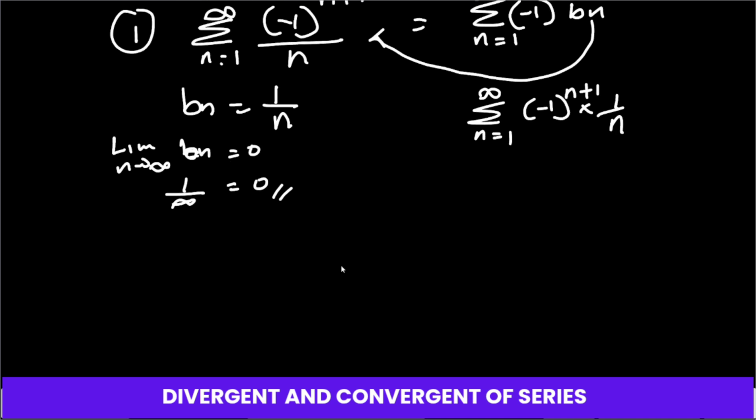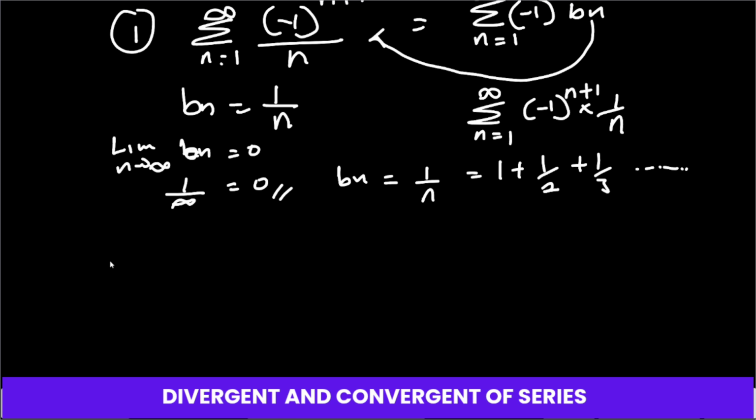Let's look at the next condition. The next condition is that Bn should be a decreasing number. Realize that when you have 1 over n and you put in values starting from 1, the first one gives us 1, then 1 over 2. If you increase it to 2, then 1 over 3. You can see clearly that it is decreasing. So that's the second condition, and that one too is met.